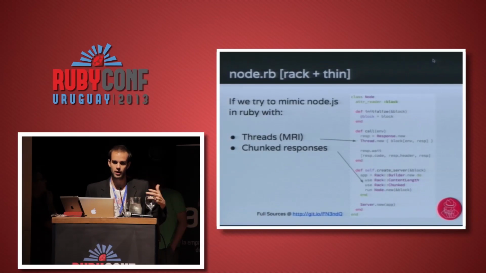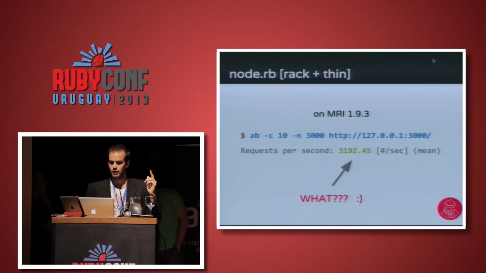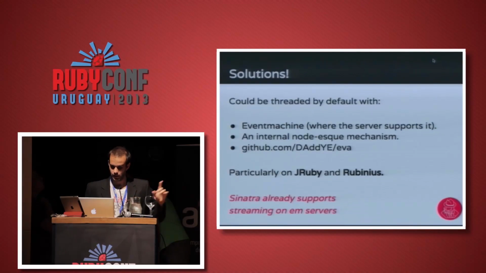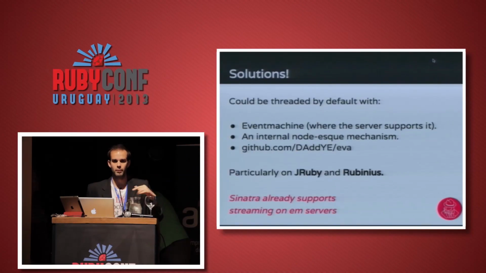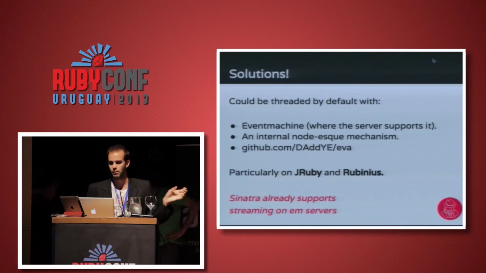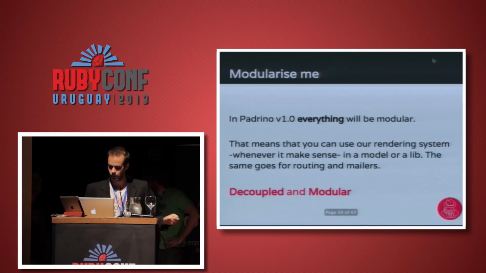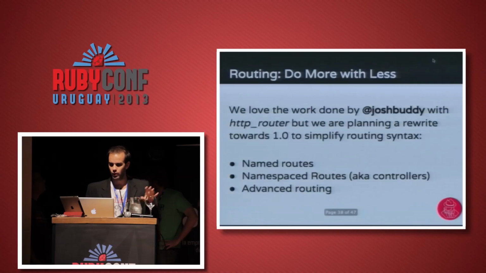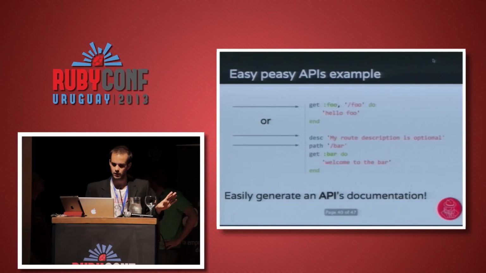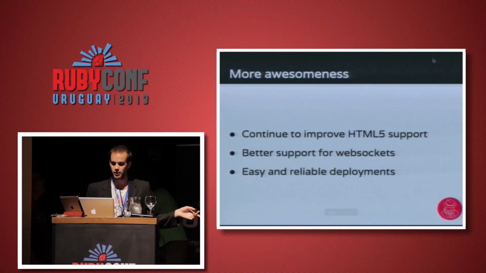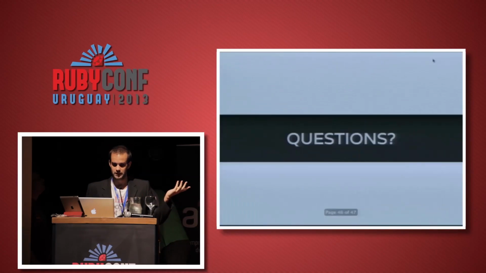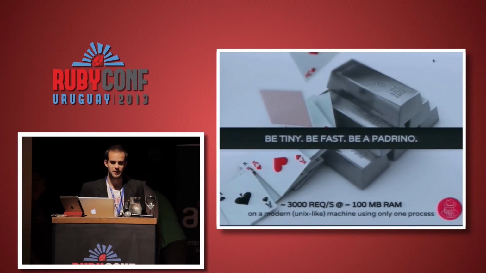This is an example that you can use with chunked responses. One solution, we can use a system with callbacks, and this works very well with JRuby and Rubinius, which have concurrency. And then everything can be modularized, and to finish, APIs that can be worked with easily, the routes redesigned, admin by UX, and that is all basically. Thank you very much.